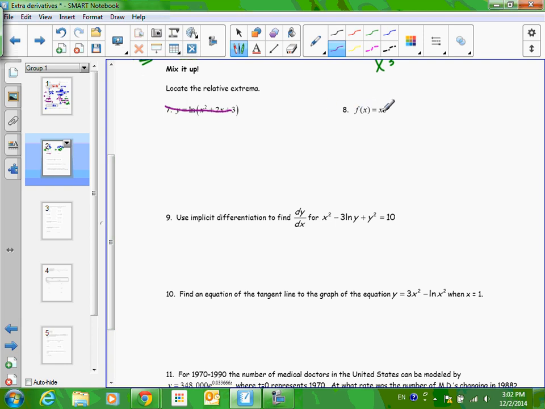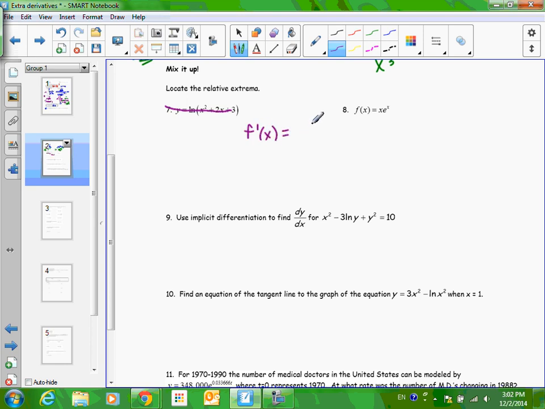So number 8, locate the relative extrema. Now don't get bogged down in that we're doing something new. Just think, before today, if I said find the relative extrema and you're given an equation, what's the first thing you do? Derivative. Derivative and set the derivative equal to 0. So let's find the derivative here.